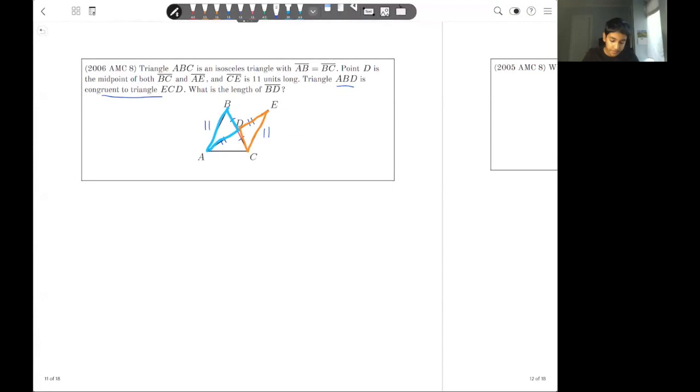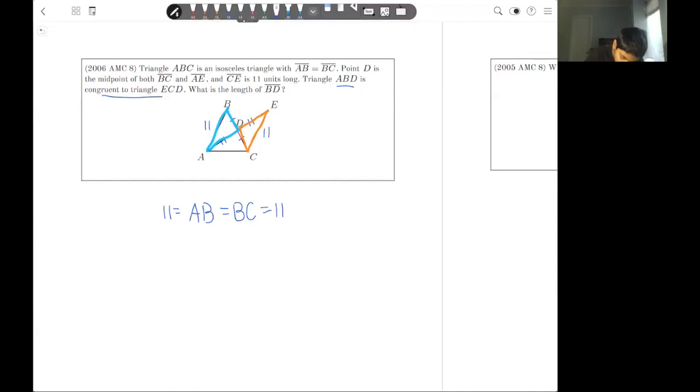ABD is congruent. So we know that they're congruent. And if AB is 11, then BC is 11, right? AB is equal to BC. We know AB is 11, so that means BC has to also be 11. So now we know BC is 11.